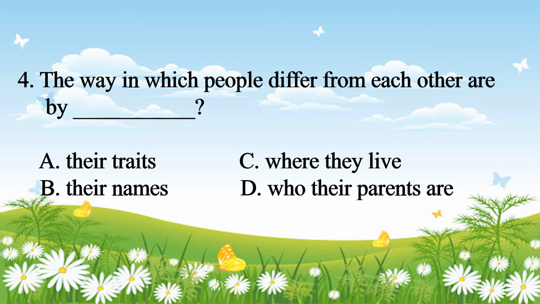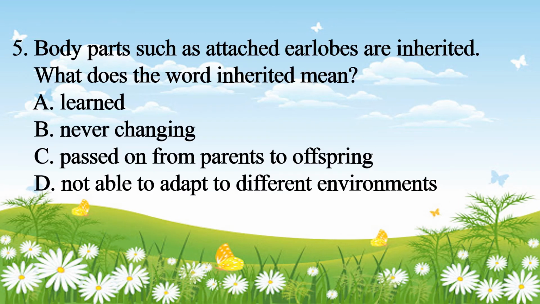Number 4. The way in which people differ from each other is by blank. A. Their traits, B. Their names, C. Where they live, D. Who their parents are. Number 5. Body parts such as attached earlobes are inherited. What does the word inherited mean? A. Learned, B. Never changing, C. Passed on from parents to offspring, D. Not able to adapt to different environments.